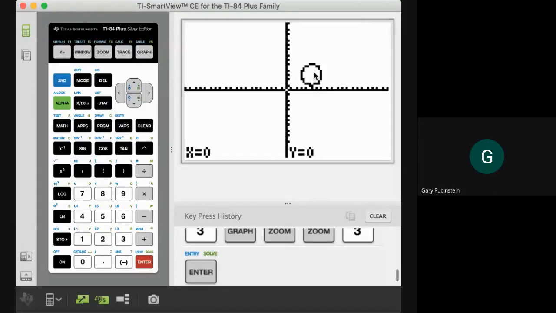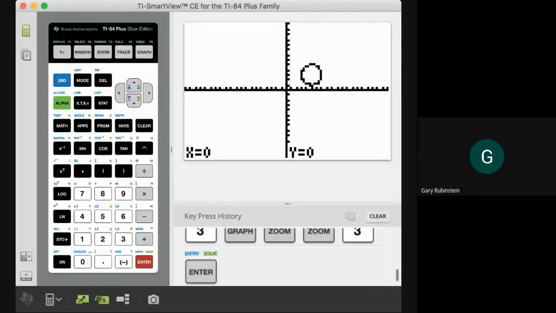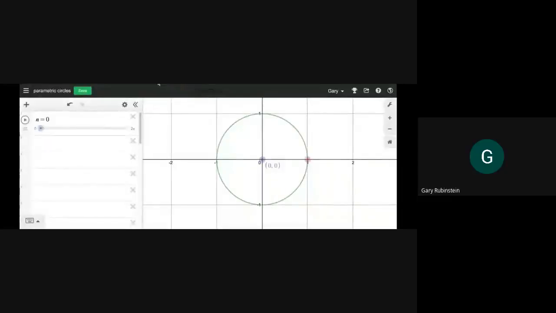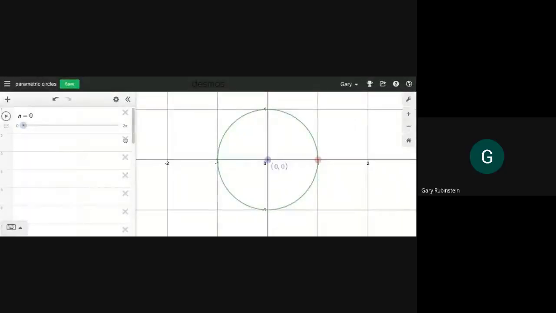So you see it did create the graph, and that's how you make that happen. And let me also show you, because I'm going to share with you the Desmos activity, or sorry, the Desmos thing. If I come over here and bring back Desmos, parametric circles, let me get rid of all this stuff.